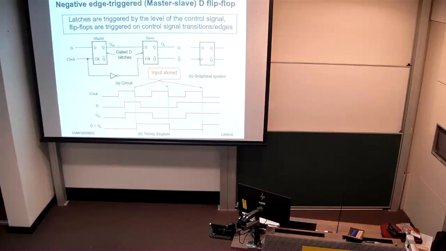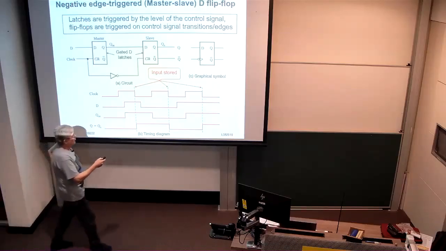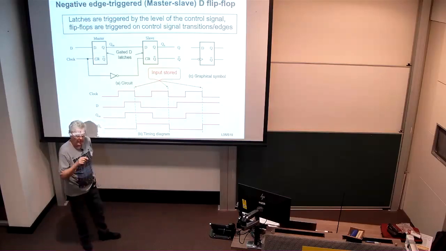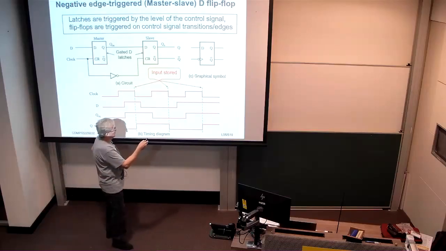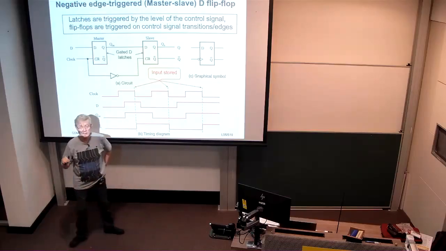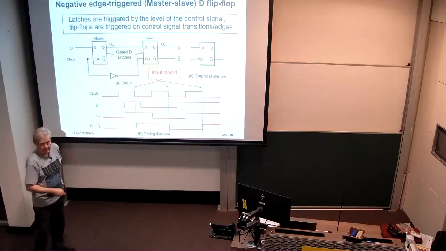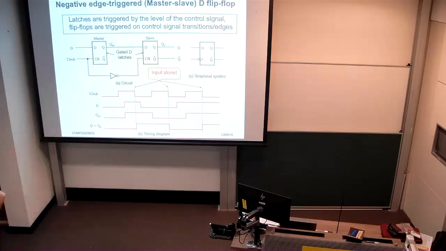The graphical symbol over here is that for a negative edge triggered flip-flop. We know it's edge triggered because instead of the word clock, we see this triangle, this notch in the symbol. That indicates that it's an edge triggered flip-flop. And the bubble on the outside of that notch indicates it's a negative edge triggered flip-flop.